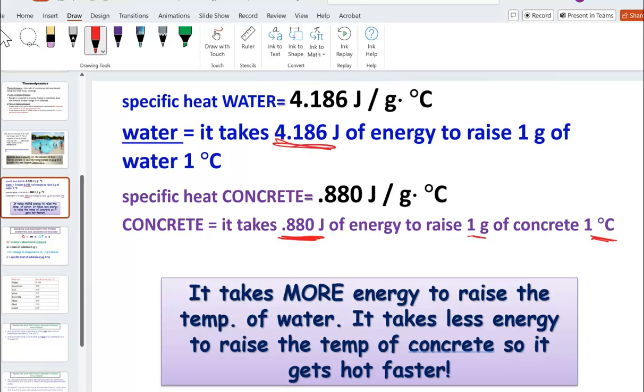So think of it this way. Water can pack in 4.186 joules of energy into its molecules before the temperature increases. Concrete, however, can only pack in 0.880 joules of energy before the temperature goes up by 1 degree. So concrete gets warmer a lot faster because it can't absorb that much heat energy before the temperature goes up.